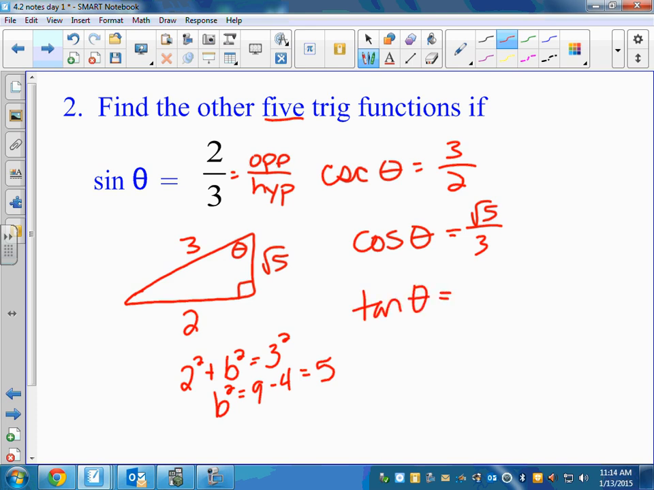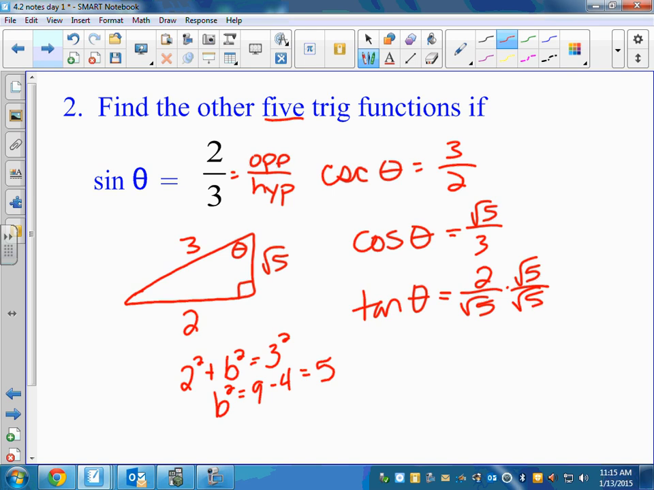On a problem like this, sometimes with decimals. Tangent is opposite over adjacent, which would be 2 over the square root of 5. Do I like to leave square roots in the bottom of my fraction? No. What can I do to move that square root from the bottom to the top? We'll flip it and call it the cotangent.